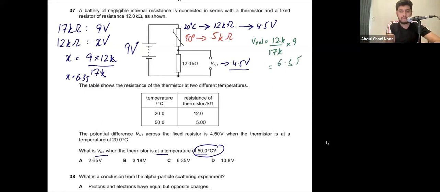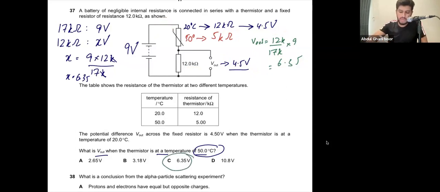So this is how I figured out that the battery is 9 volts. Initially, when this was 12 kilo ohms and this was 12 kilo ohms, V out was 4.5. Both have the same resistance, so this should also be 4.5 volts. Since there is no other resistor present, the battery will be a 9 volt battery. Clear? So the answer is 6.35.